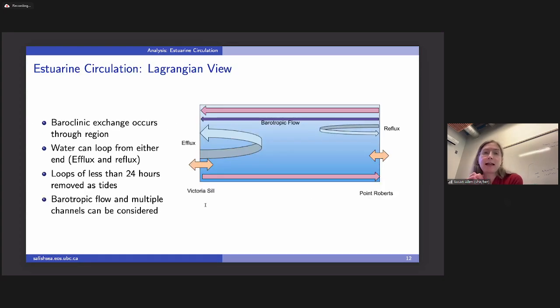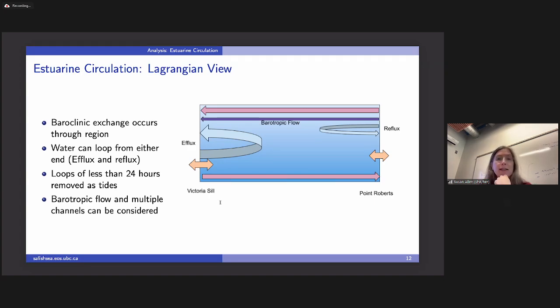So this gives us a slightly different view of estuarine circulation. First of all, we're talking about flow through a region. So I have made these arrows continuous from one end to the other because that's how Ariane looks at this. And as we go through this flow, we actually have changes. So we have a baroclinic exchange flow that goes through the region. In this region, we also have a barotropic flow because we have flow from the north right through the system. We have loop flows, which we call the efflux and the reflux. And then we have tides, which are loops of less than 24 hours.